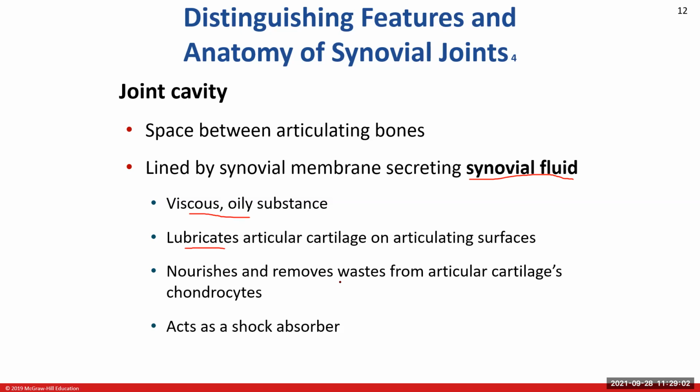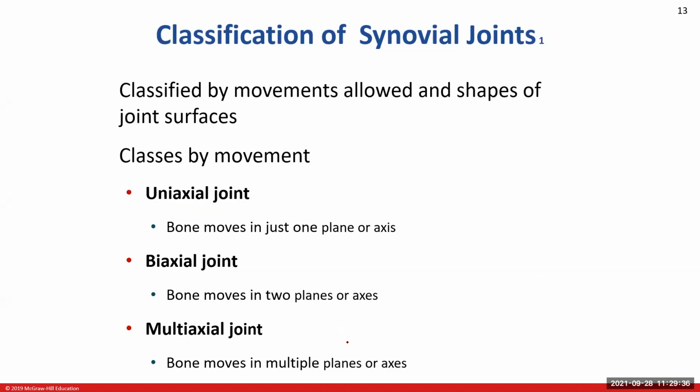The nice thing too about synovial fluid, remember what we said, the articular cartilage is avascular, so it needs a way to get nutrients. Well, synovial fluid does just that. It helps to nourish and remove any wastes from the articular cartilage. And let's throw in an added bonus feature: it helps to absorb shock. So you have all these things in your joints that help to protect the joint, because we really want these joints to last literally a lifetime.